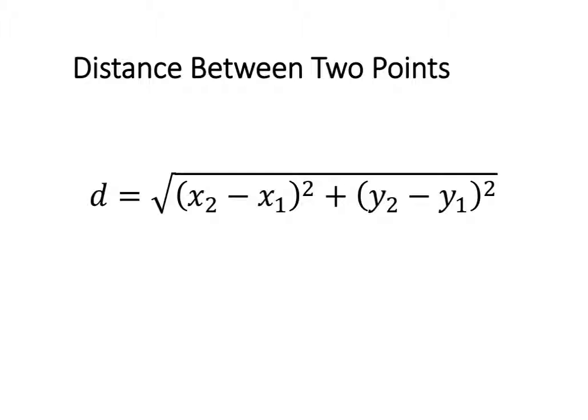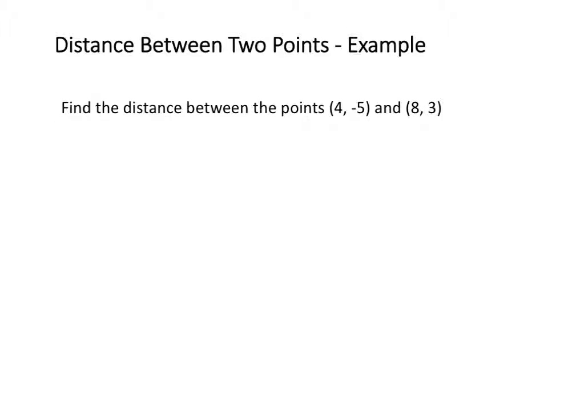So let's have a look at an example. We want to find the distance between the points (4, -5) and (8, 3). So the first step that I should do before completing my calculation is go through and label the coordinates. So (4, -5) is going to be x1, y1, and (8, 3) is going to be x2, y2.